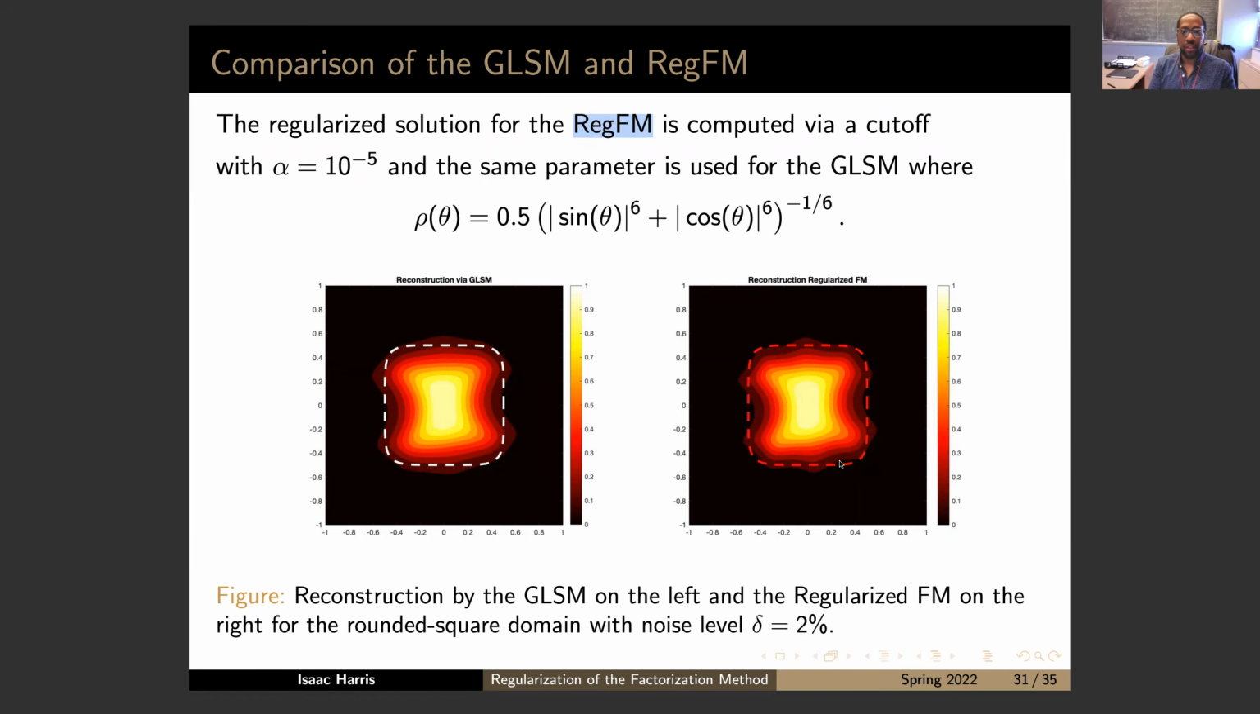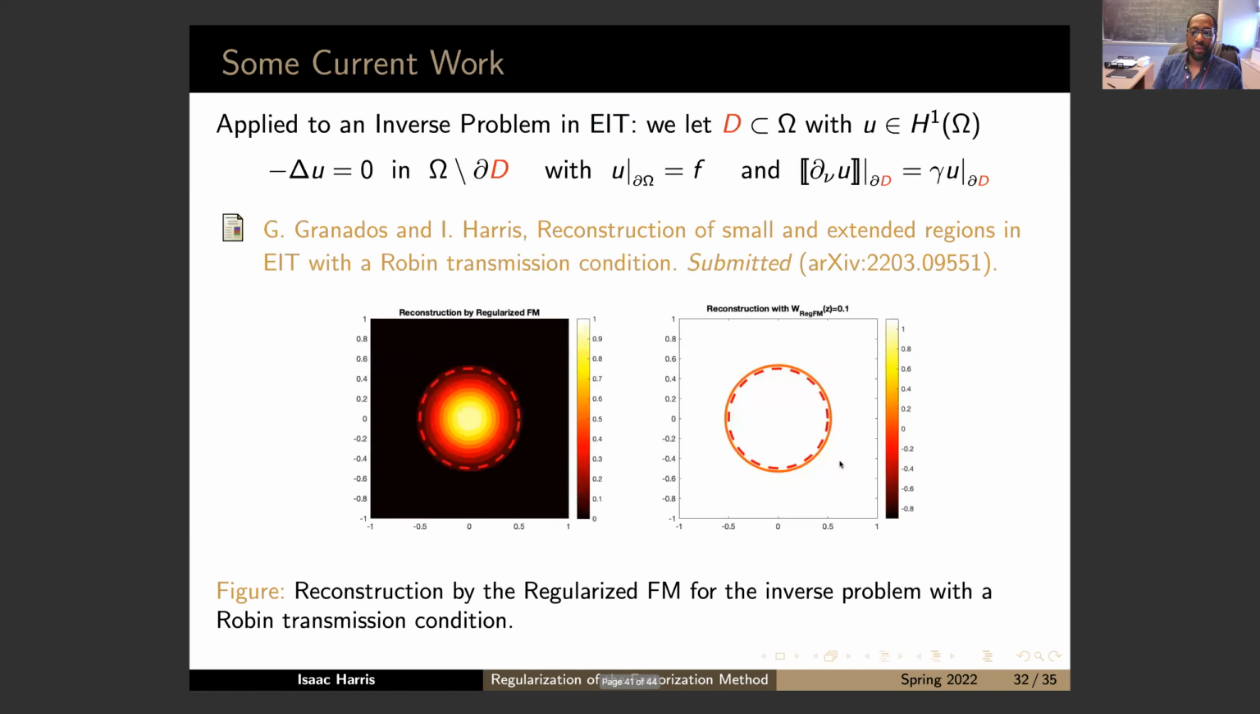Okay. And so what I want to say now is, just like the factorization method itself, this can be applied to many different inverse boundary value problems where you want to do some kind of shape reconstruction, right? This is a problem I was working on with a graduate student here at Purdue. We are looking at an electrical impedance tomography problem, and the region of interest that you want to recover is D.